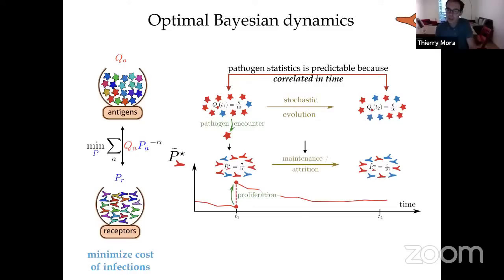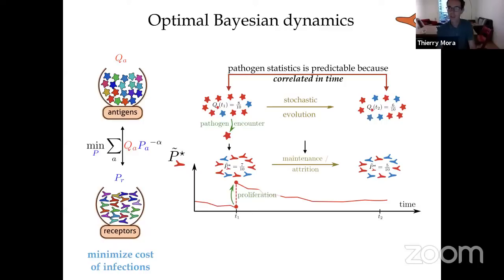The main prediction of this, I won't go into the mathematical details, is that if you see something, if you actually encounter a pathogen, you should update your belief about what the frequency of that pathogen is. And therefore, you should also update how many receptors, how many specific cells you have to fight that particular pathogen to minimize the cost of future infections, right? And this is actually what happens in the actual immune system after we get infected with a bug. After that, we keep a pool of memory cells in case of future infections, right?